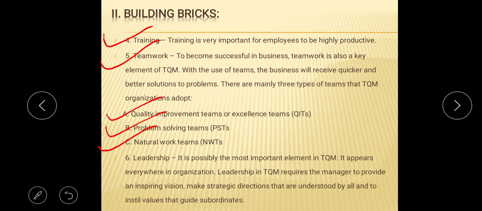Then the next element of our discussion is leadership. It is possibly the most important element in TQM. It appears everywhere in the organization. Leadership in TQM requires the manager to provide an inspiring vision, make strategic directions that are understood by all, and to instill values that guide subordinates.